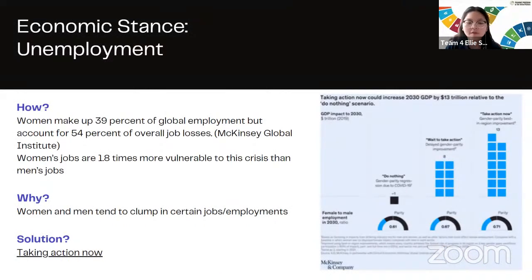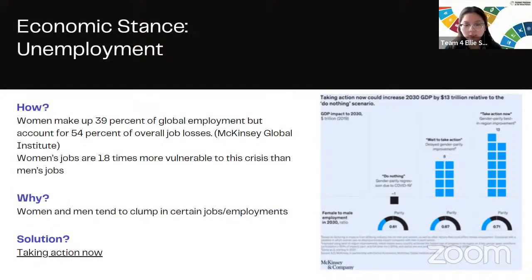As Alicia told us, before COVID-19, the unemployment rates of women were decreasing drastically, and women made up almost 39 to 50% of the global employment. But after COVID-19, they accounted for 54% of the global job losses. And the reason behind this is because women and men tend to clump to certain jobs and employment. For example, there are more women statistically employed in the food industry, which was one of the biggest industries impacted by COVID-19. And because of this, COVID-19 directly affected many women, as they were cut in much larger numbers than their male counterparts. And this is why women's jobs were 1.8 times more vulnerable to this crisis than men's jobs.